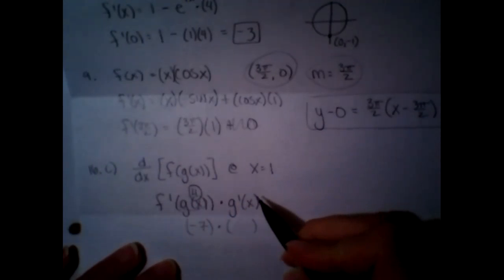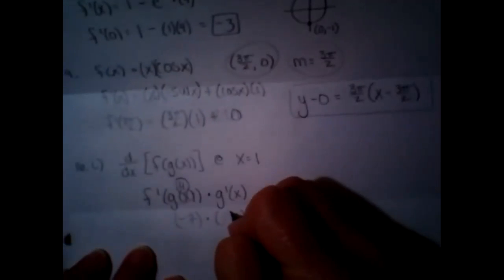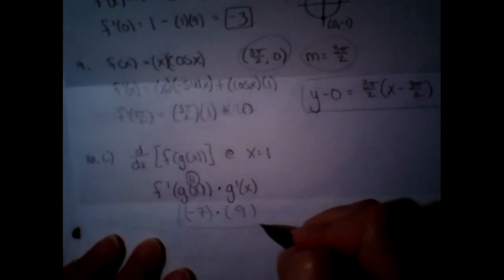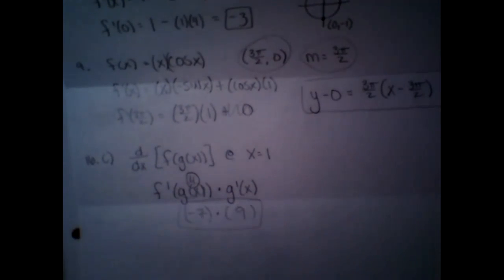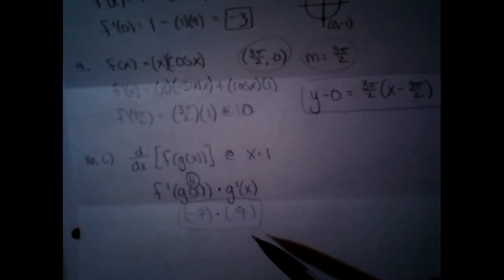Again, 1 is the value that we're plugging in. So g prime of 1. And so g prime of 1 is 9. And you can just stop there and leave it. That would be -63, but if you were having an off day and you accidentally wrote -62, then it would be wrong. So you're better off just keeping it like that.